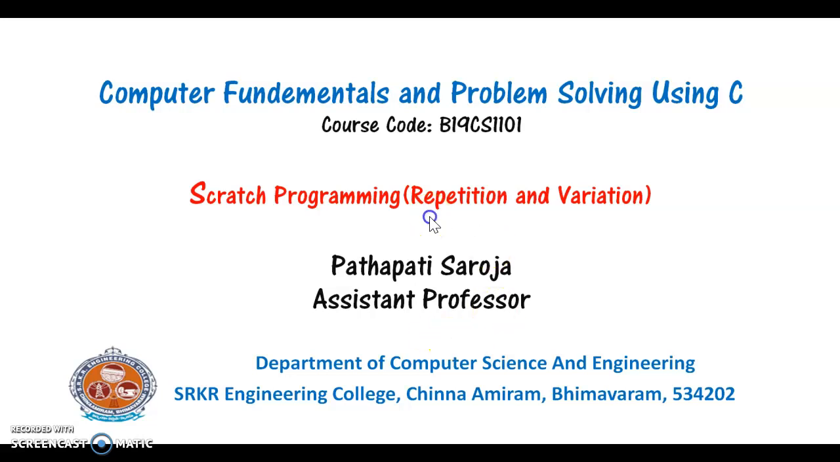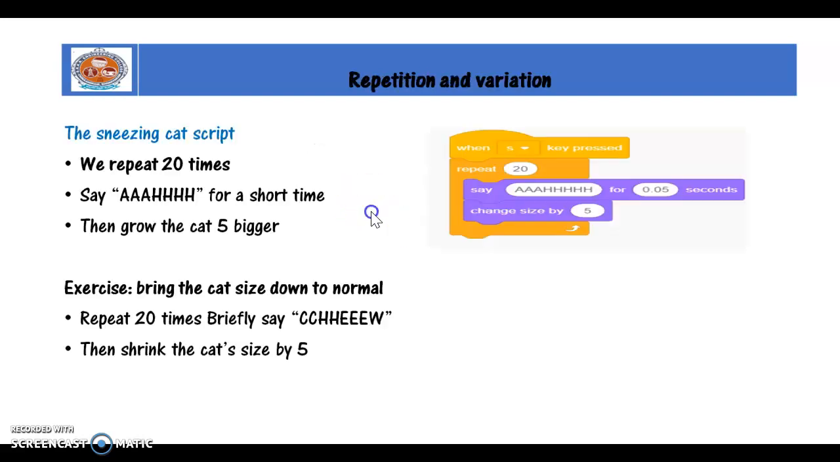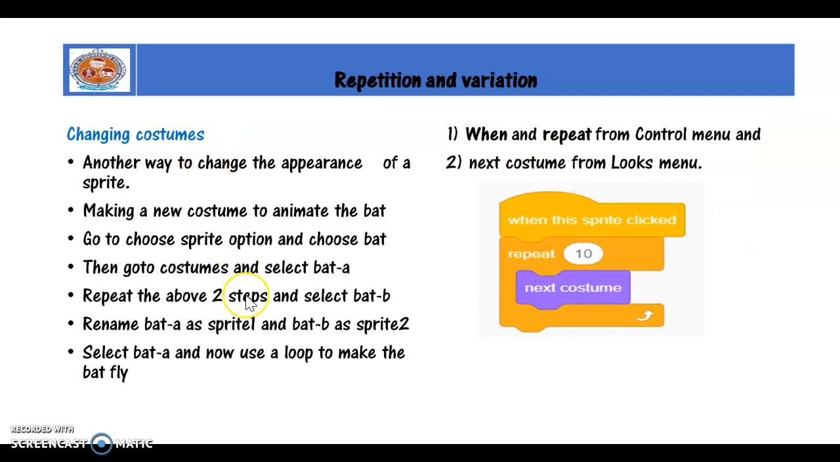And coming to today's objective. Today's objective is to learn how to program with repetition, how to change the costumes of our sprite, and to see different control executions using special keys. So let us start our session. In this session, we are going to see the first program, the sneezing of the cat sprite. Fine.